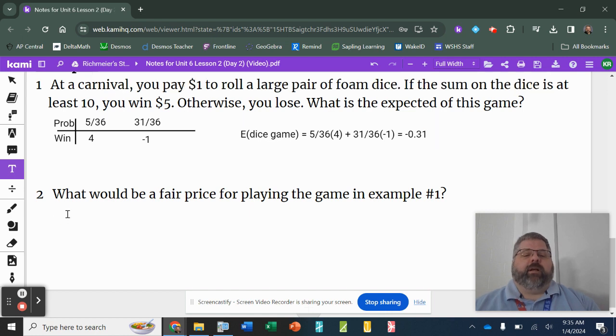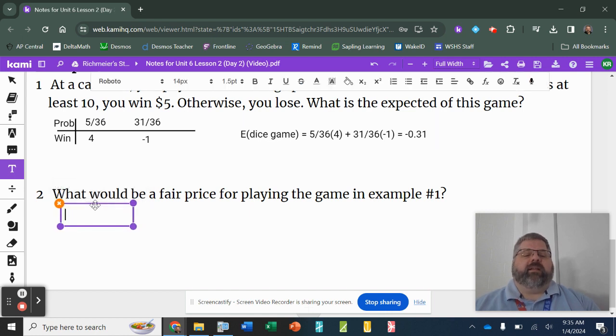So then the question comes, well, obviously $1 is not a fair price to pay to play this game because we have a negative expected value. If you remember, fair games are when the expected value is equal to 0. The best way to solve this is to set up our expected value, but make the expected value be 0. So in this game, if I do that, I'm going to have 5/36. That's the probability of winning.